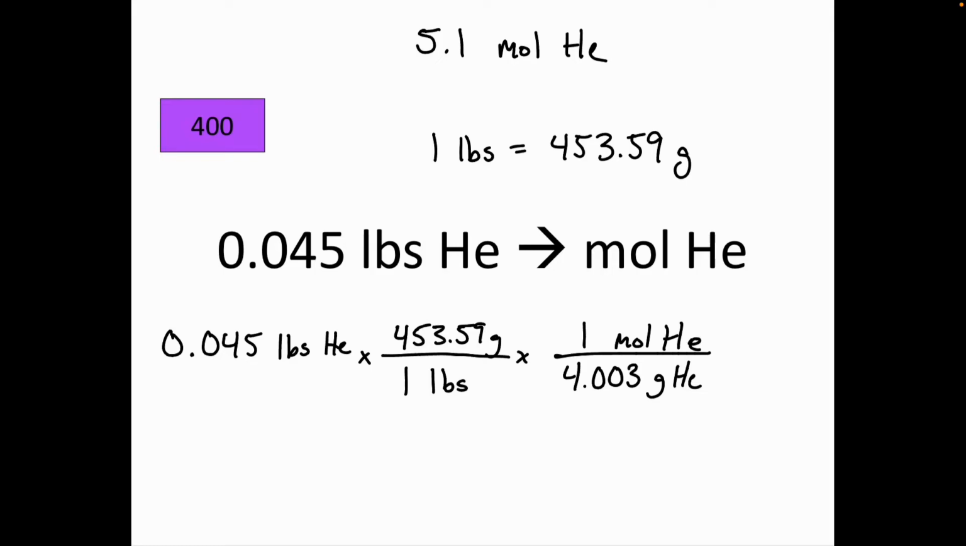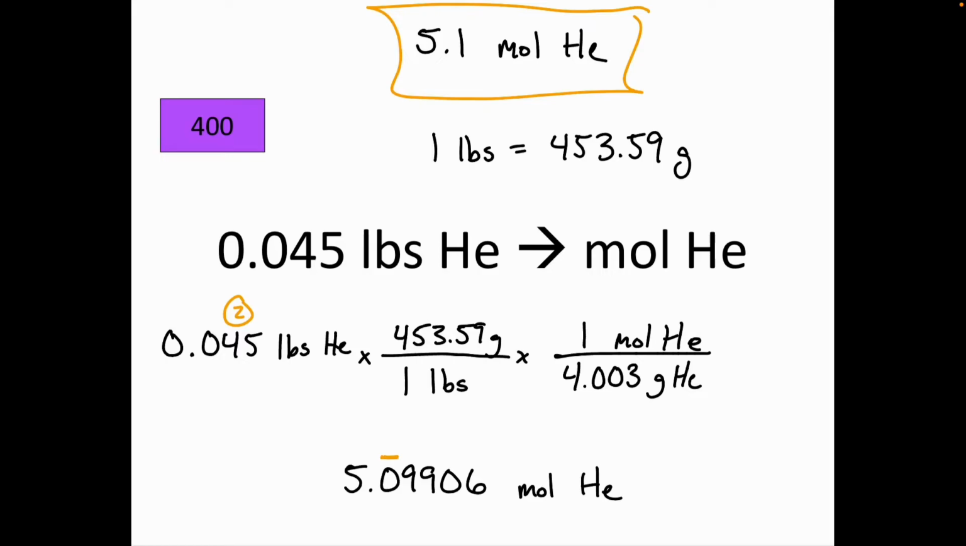Right, so 2 steps. First, I need to get to grams because that's what my units on my periodic table are. Then I can use my molar mass to convert from grams to moles. In this case, I'm going to divide by that molar mass so that grams are on the bottom. Punch that into my calculator. I get 5.09906. My units are moles of helium. And then I'm going to round my final answer to 2 sig figs, which is how I get my 5.1 moles of helium. Okay?